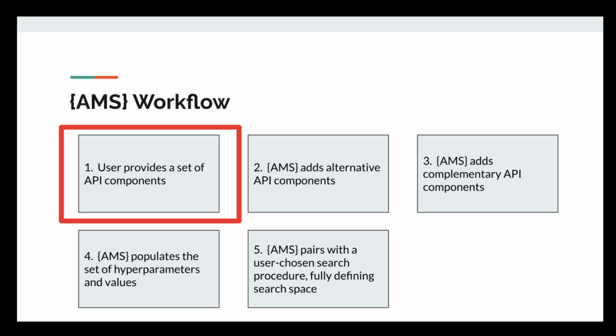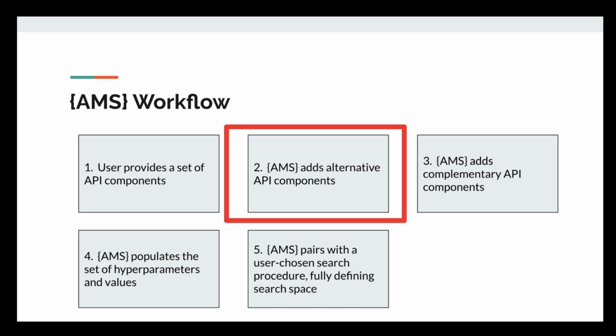To carry this out, AMS uses the following 5 steps. First, the user provides a set of API components that they think may be relevant. This constitutes the initial weak specification. Next, AMS adds components that could be used to replace some of the components that the user has initially specified. So this could be a different type of linear model to replace the initial linear models that the user specified.